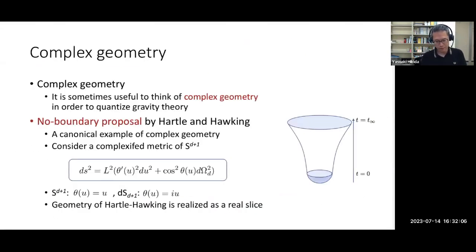It is sometimes useful to complexify geometry when we consider quantum gravity. A canonical example is given by the no boundary proposal by Hartle and Hawking, and the geometry is something like this. This geometry can be written like this. This is a kind of complexified metric of a sphere. This is a metric for a d-dimensional sphere, and there is one other dimension, which is complexified. If this extra dimension is real, then this is just a sphere. If it is purely imaginary, then this is de Sitter. And now we want to consider connecting these two geometries, something like this.